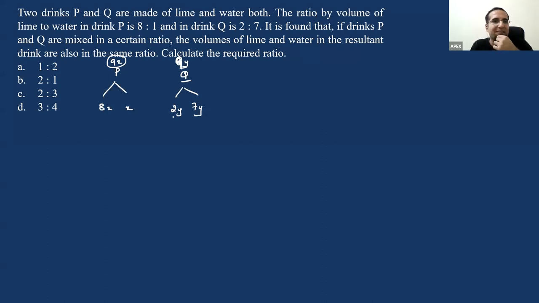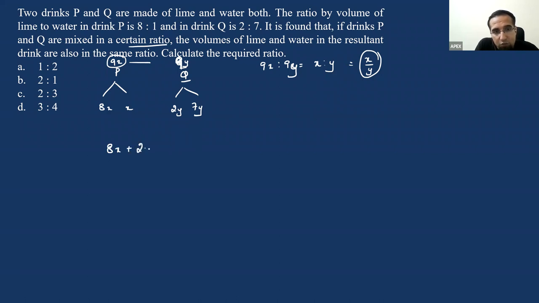It is found that if drinks P and Q are mixed in a certain ratio, let's say the ratio is 9x is to 9y, so I am mixing them in the ratio of x is to y, or x divided by y. Clear? Then the volumes of lime and water in the resultant drink are also in the same ratio, as in the ratio in which they are mixed. The same ratio refers to this certain ratio. So 8x plus 2y is the complete volume of lime, and x plus 7y is the complete volume of water, which is equal to x divided by y.